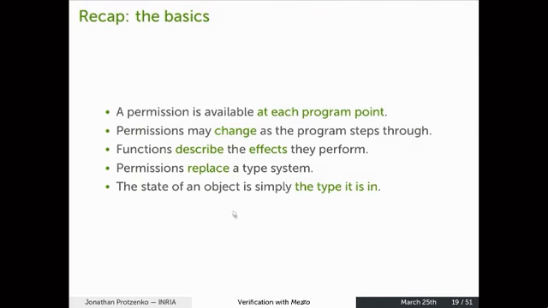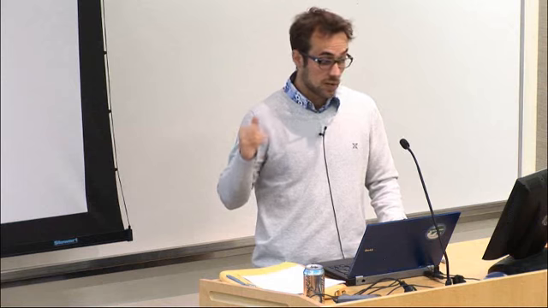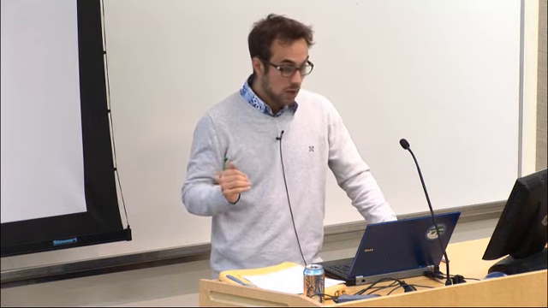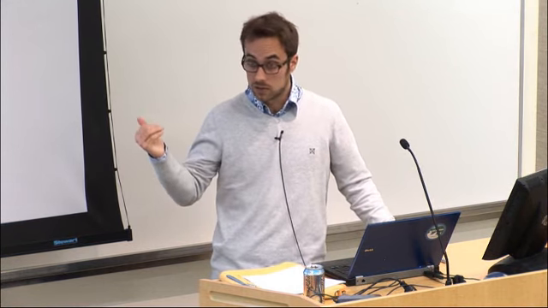Okay. So, quick recap. Permissions are available at each program point. They change as you step through the program. So type checking is flow sensitive. The functions have in their signatures the effects that they perform, and the permissions are our type system. And here we've been talking about state. For us, the state of an object is simply the type that it has. It may move from type A to type B through a function call.